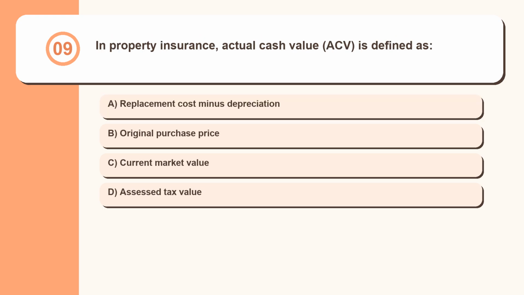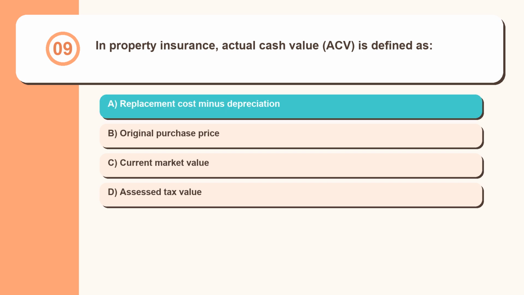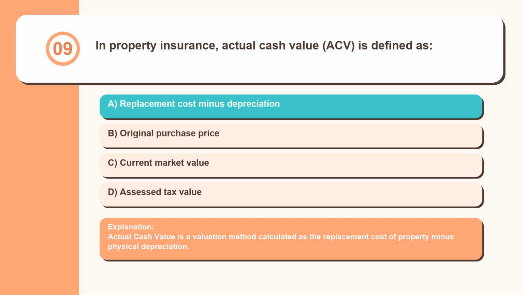Question 9. In property insurance, actual cash value, ACV, is defined as replacement cost minus depreciation, original purchase price, current market value, assessed tax value. Actual cash value is a valuation method calculated as the replacement cost of property minus physical depreciation.